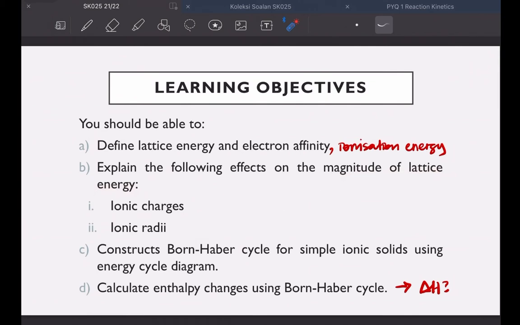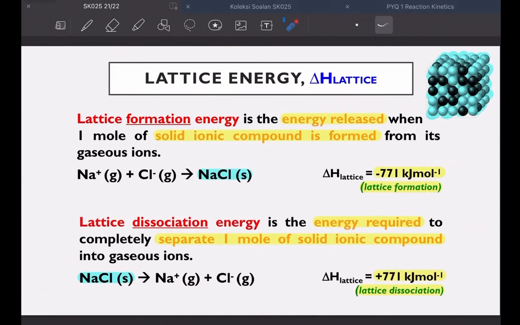And then we're going to learn how to construct a Born-Haber cycle for simple ionic solids like NaCl, using the energy cycle diagram which you've learned before. And then calculate your delta H using the Born-Haber cycle. Lattice energy, or delta H lattice.